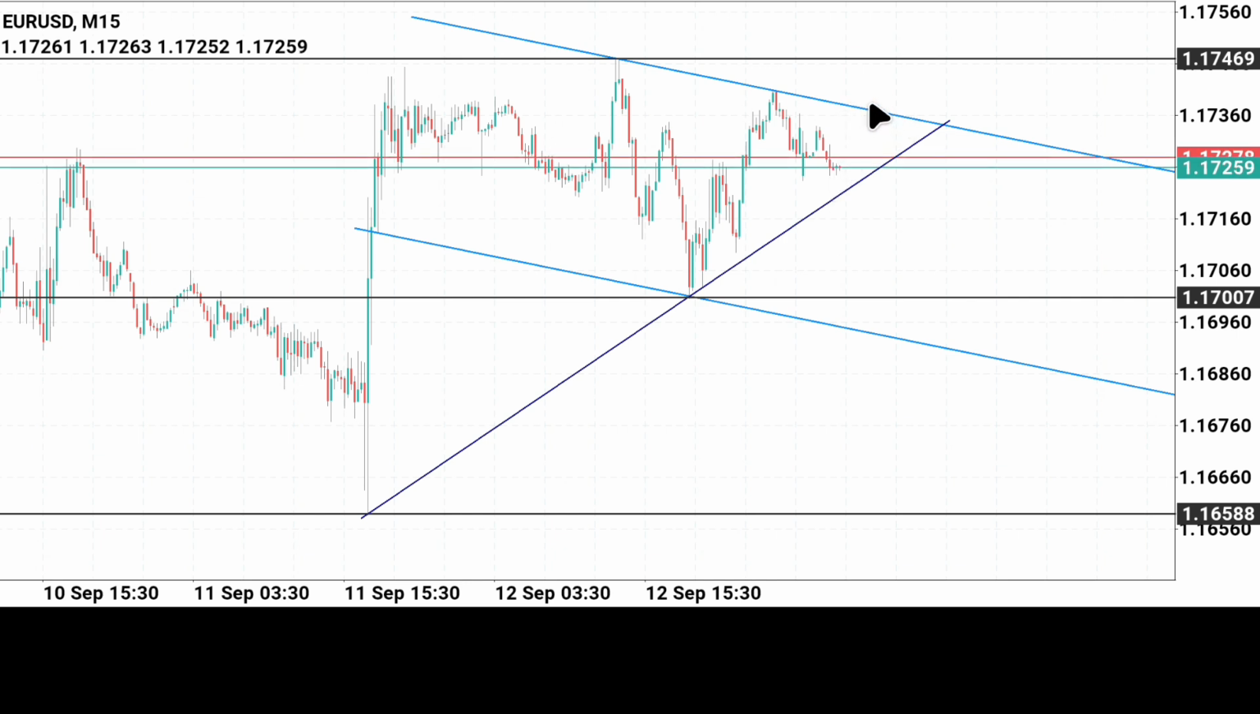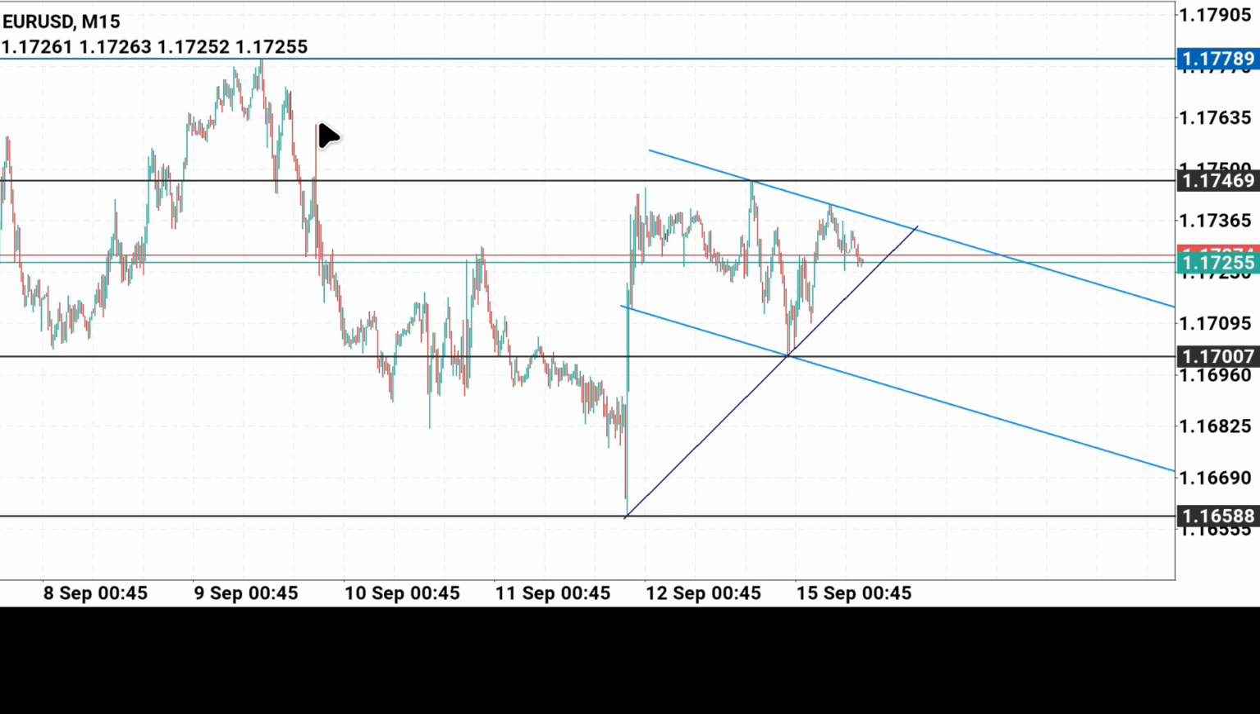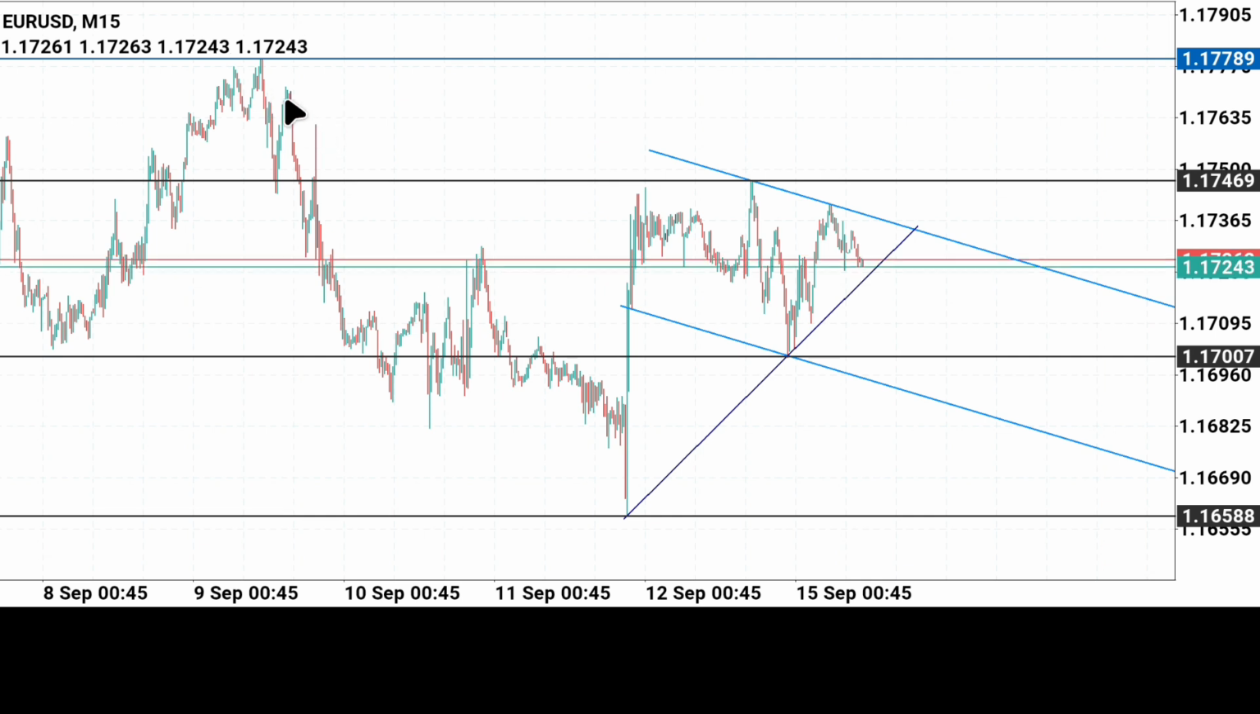So if price is able to break above that resistance right here, price will now target this high first, which is at 1.1740. Then the next will be 1.1746, and then this will be the next high, which will be 1.1761. Then after this, the next level will be 1.1770, and then 1.1778 area. But that can only be possible if we get a break above this very descending channel top.